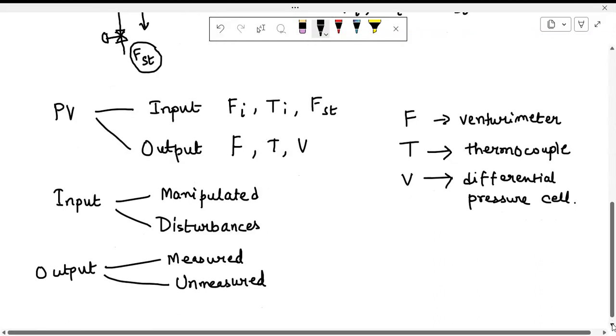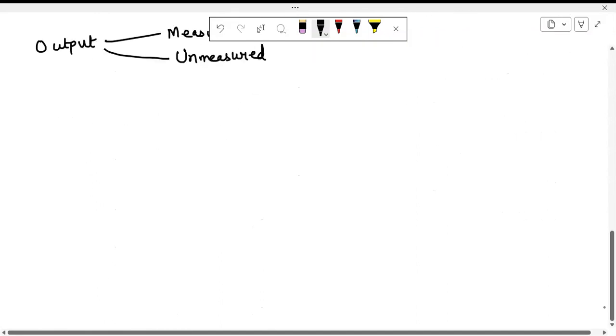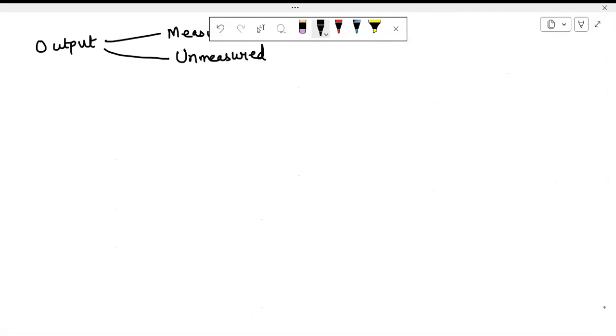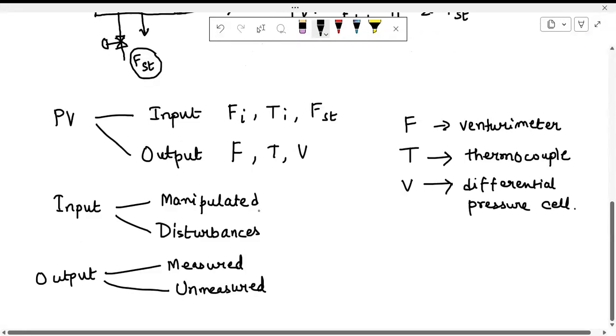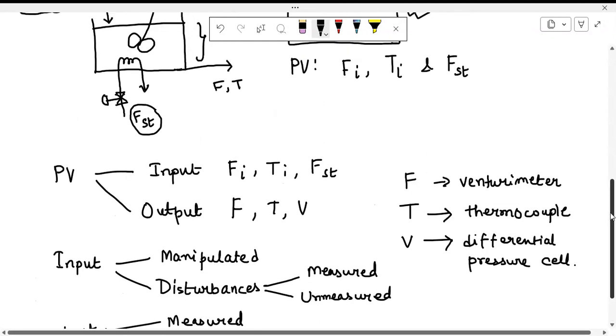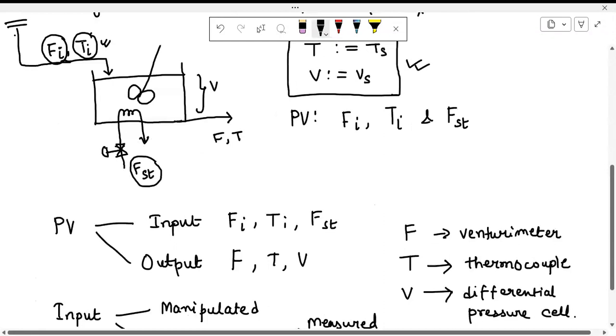Now, whether or not these quantities are directly measurable, we can classify the disturbance as well into measured and unmeasured quantities. So I'll continue on this flow diagram itself. Disturbances can also be classified as measured or unmeasured disturbances. For example, this Ti and Fi over here, if they are the potential disturbances, then we can measure them directly using a venturimeter and a thermocouple.